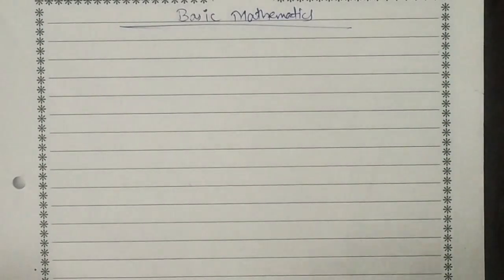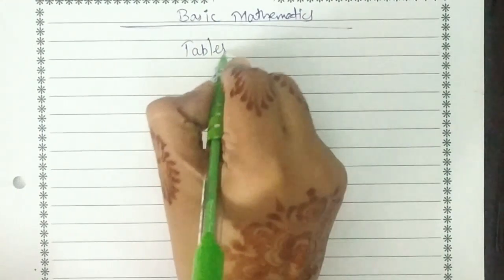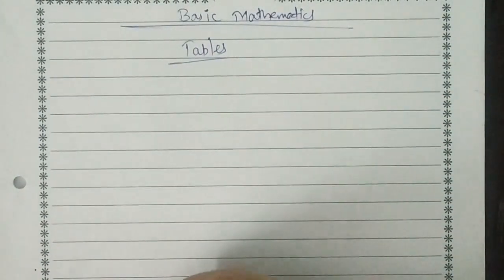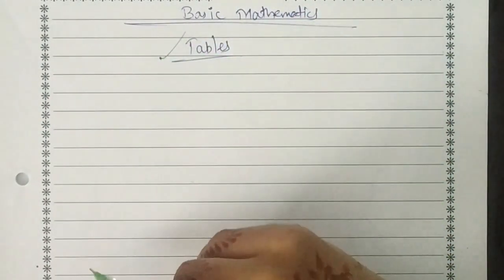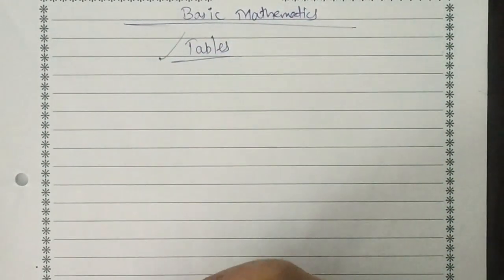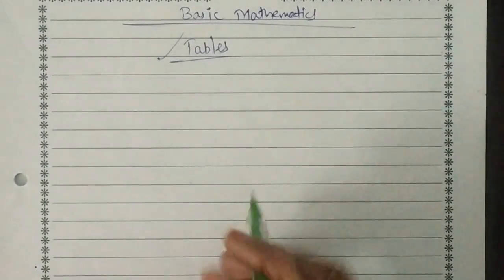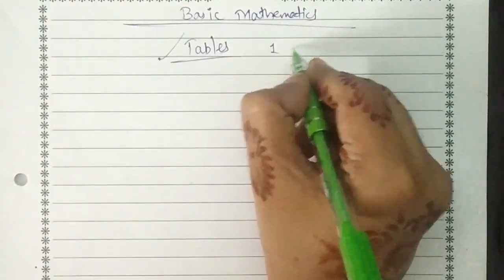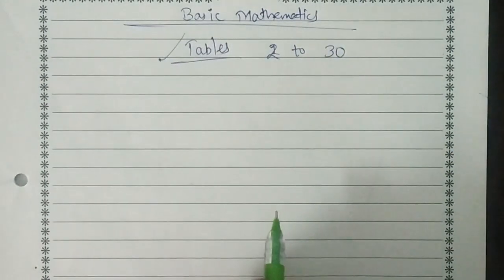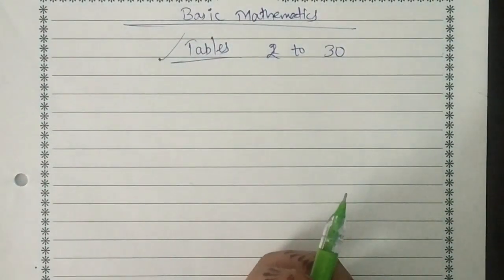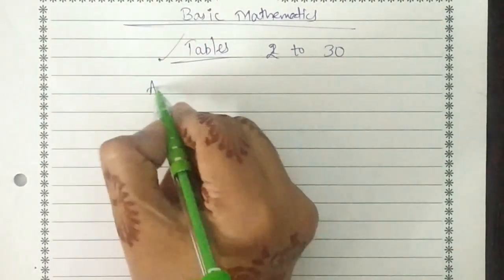So dear children, for basic mathematics you should know, first of all, the tables. Now you will ask me why to learn these tables now that we are in 7th and 8th class. No, these tables are very important. They will make your calculation speed very fast. So you need to learn tables 2 to at least 30. If you learn these tables, it will speed up your calculation and you can do fast arithmetic calculations.